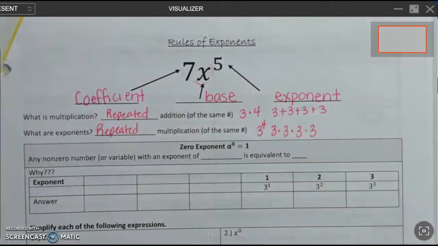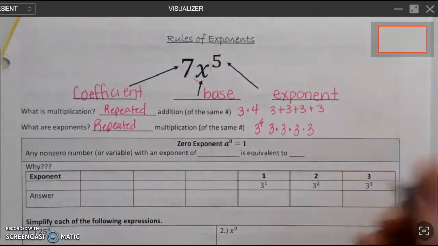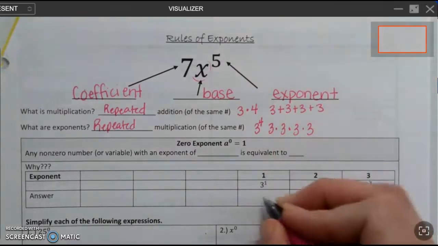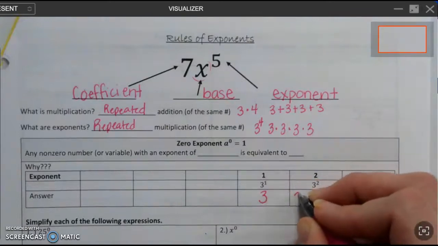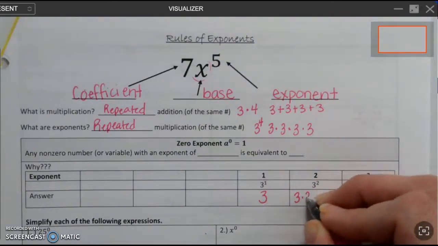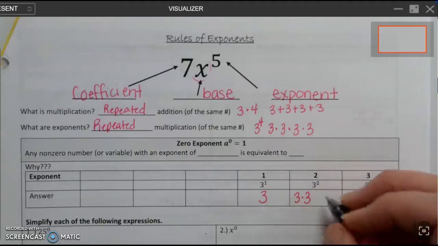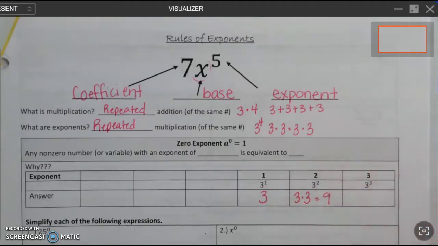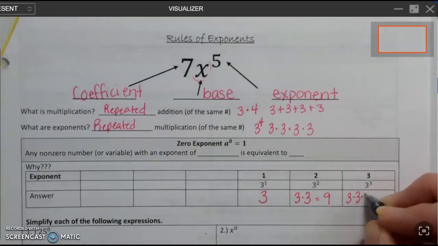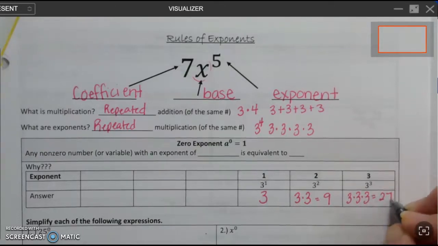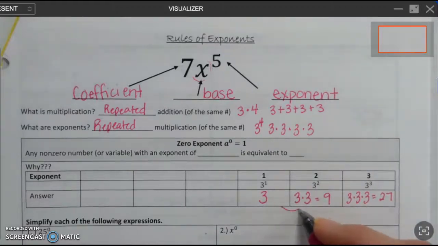So let's talk about exponents in general, and then work our way to zero and negative exponents. In general, 3 to the 1st power is just 3. 3 to the 2nd power is 3 times 3. There's 2 of them, so that is 9. 3 to the 3rd power, there are 3 of them, which is 27. So as we move to the right, we are multiplying by 3.